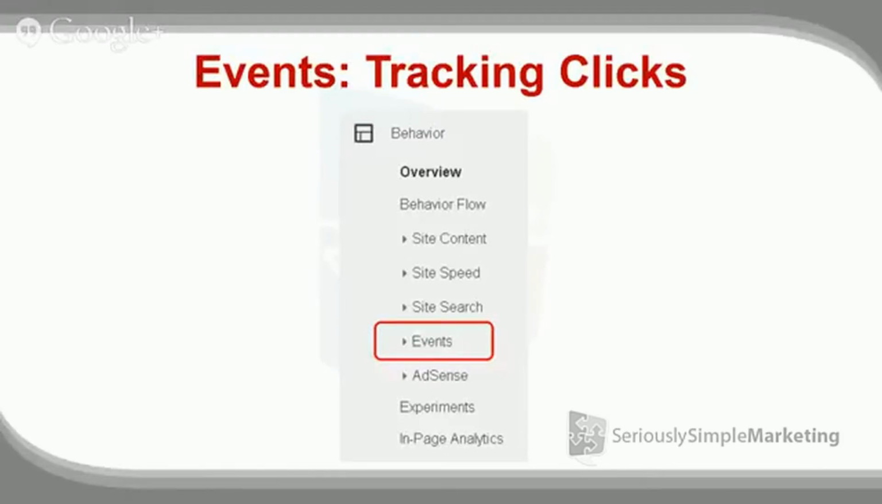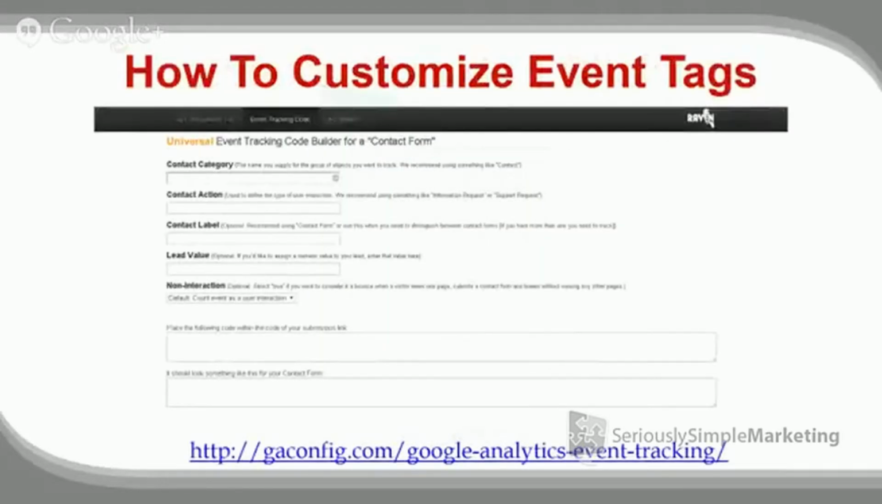I'm gonna walk you through a resource. Again, I'm a big fan of resources and tools. So this one here, again, I'll put this link in the show notes, but this is gaconfig.com, this Google Analytics event tracking with dashes in between. This is a very fast way to create an event tag.